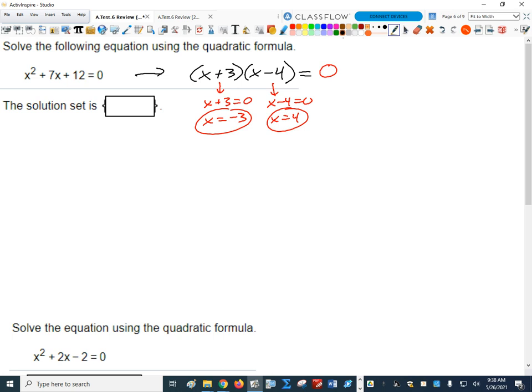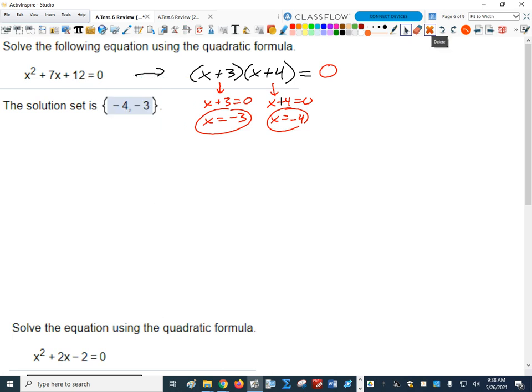What if I didn't see that? What's my other option? What if I didn't see the magic numbers? Oh, yeah, you're right. Sorry. Plus, should be a plus, shouldn't it? So that should be a negative. Yeah, you're right. My mistake. There we go. Okay, good. So those are the solutions.